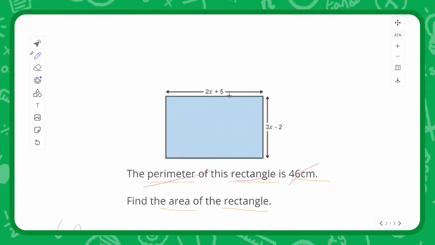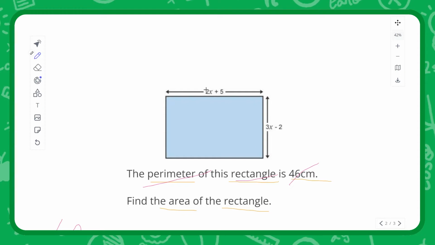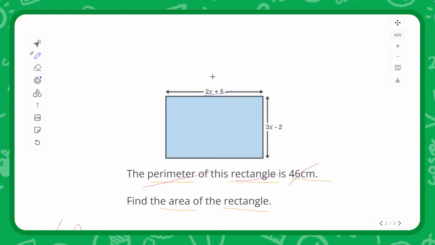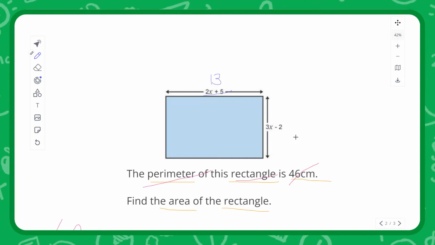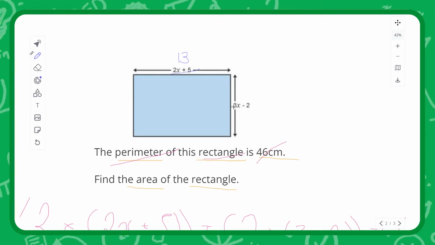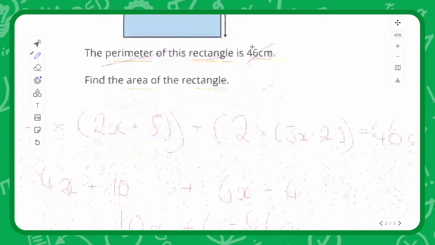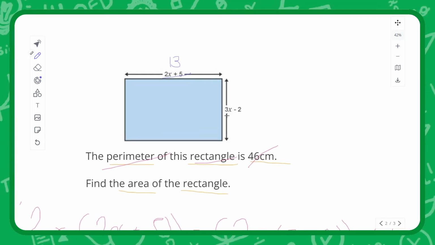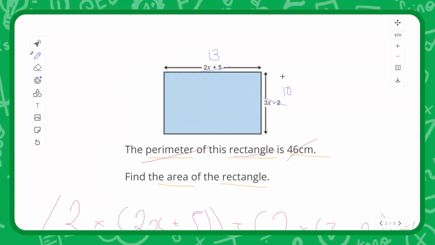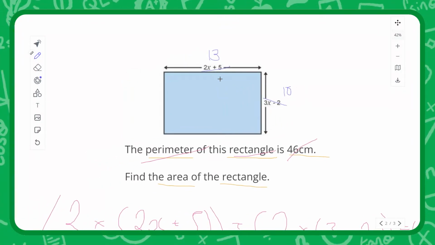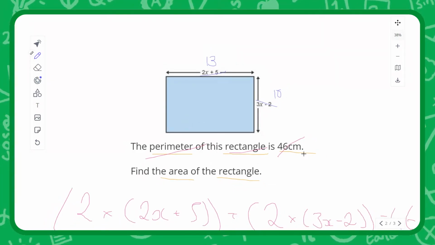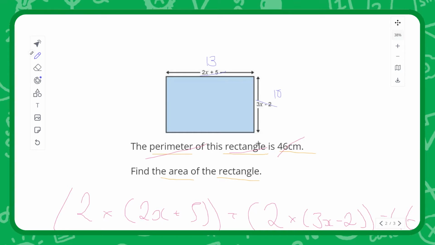Because we know that if x equals 4 centimeters, then this top bit is going to be 2x plus 5. So that's going to be 2 times 4, which is 8 plus 5. So that's 13 centimeters up there. And then down here, we're going to have 3x minus 2. And then that means we're going to have 3 multiplied by x in this case. So that's going to be 12 minus 2, which is then going to be 10. Then if we figure out the perimeter of this, it's going to be 2 times 10, which is 20, plus 2 times 13, which is 26. 20 plus 26 equals 46, and that is the perimeter. So we know these are good, reliable answers.